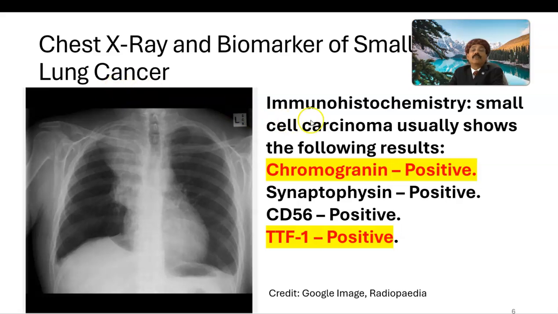Biomarkers of small cell lung cancer: immunohistochemistry. Small cell lung carcinoma usually shows the following results: chromogranin positive, synaptophysin positive, CD56 positive, TTF1 positive. We'll give more emphasis on these two, chromogranin and TTF1 positive.